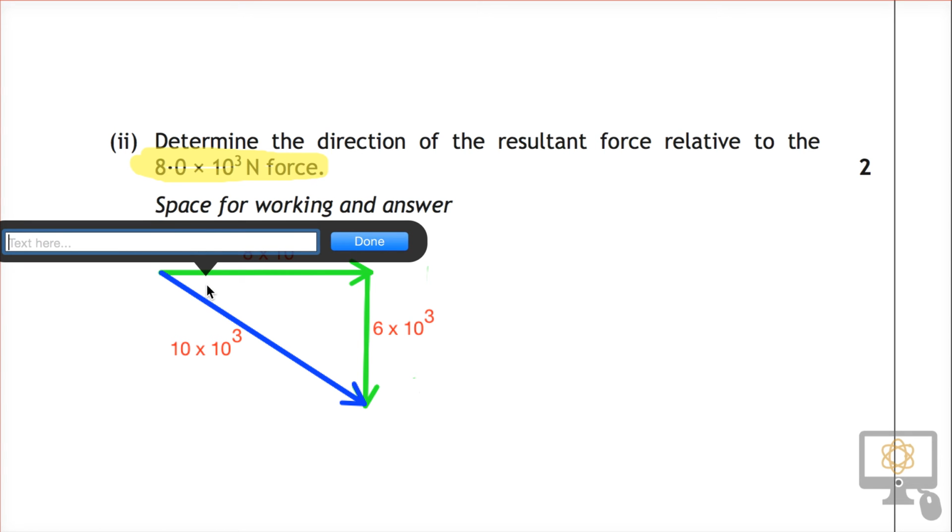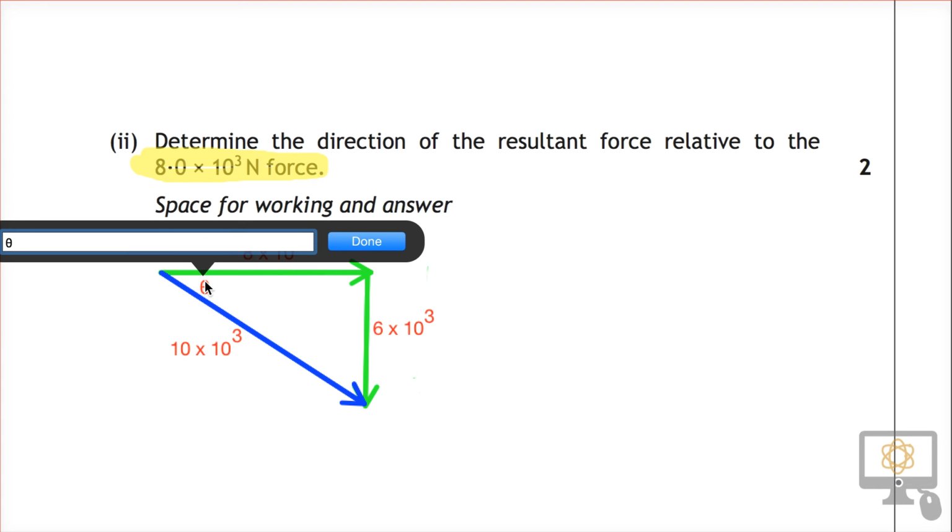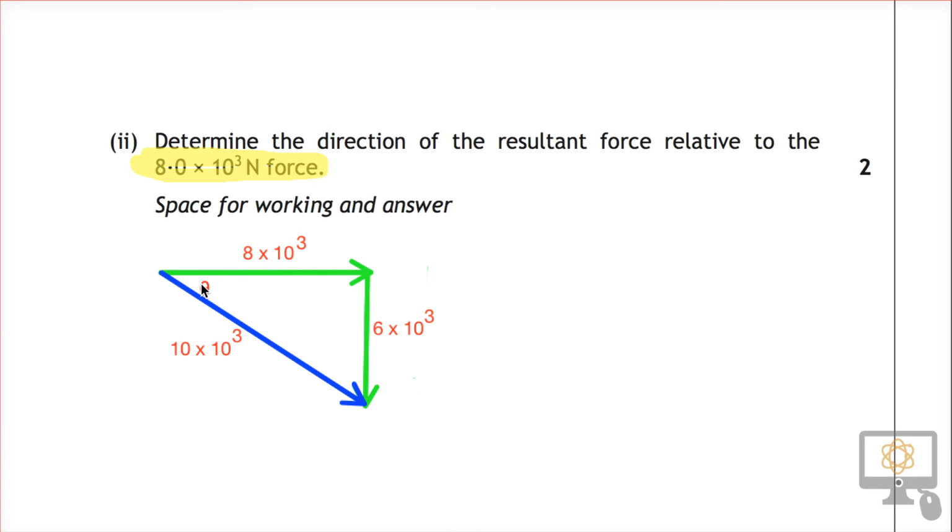So the key thing is we're looking for the angle, which commonly we would use in physics as the symbol theta. So we're looking for what that angle is relative to this 8 times 10 to the 3 Newton force. The way to do that is to look at all the three values and come up with some trig relationship that can work. So if we think about these two, this is 6 times 10 to the 3 and this is 8 times 10 to the 3. That is the opposite and this is the adjacent. So SOHCAHTOA, tan equals opposite over adjacent. So there is our problem solved effectively.